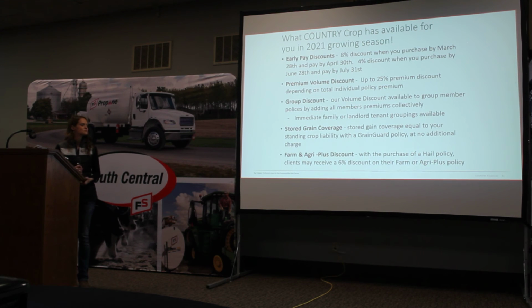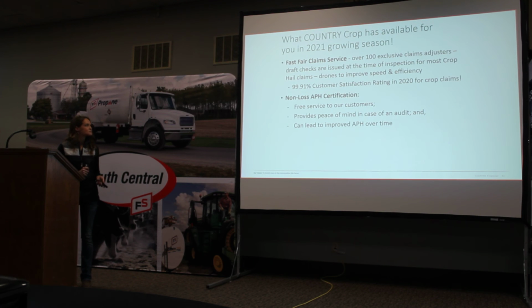There's a lot of different ways to look at it, and that kind of ties with the next one too. I'll just finish it, Jenny. You can have this Farm and Agri Plus discount if you have a crop hail and a Country farm insurance policy. You're now going to receive a 6% discount, where in years past it was a 4% discount. So that part's really good too.